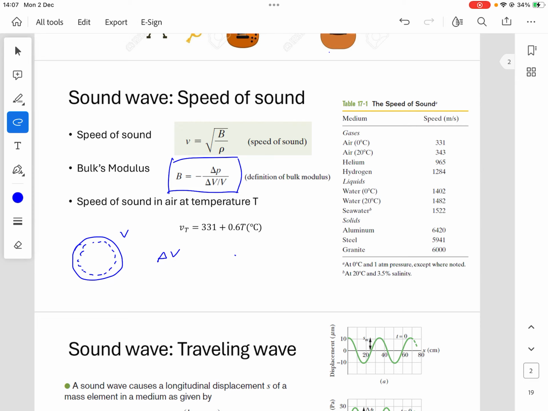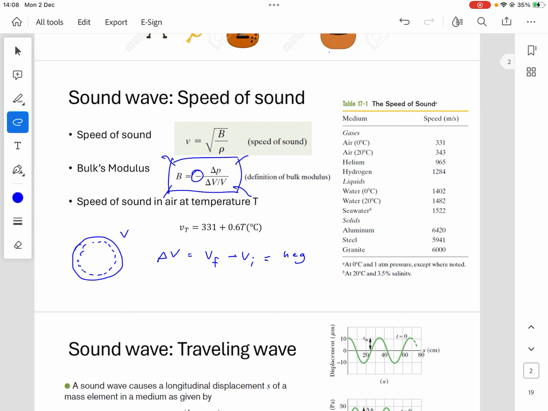And delta V in this equation is defined as the final volume minus initial volume, right? And you see that delta V is a negative value. And in this case, when the volume is smaller, the pressure should be larger, right? This should be in the opposite direction. That's why this equation for bulk modulus has this negative sign. So if delta V becomes negative, this delta P should be positive, and bulk modulus always becomes positive.